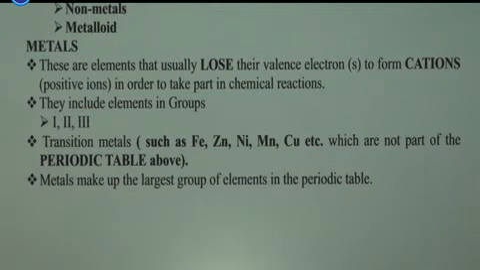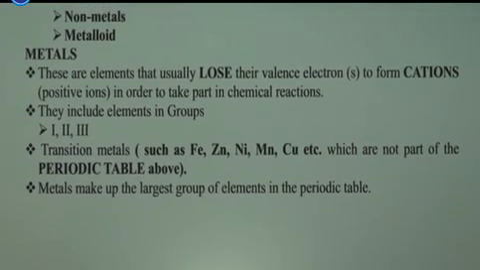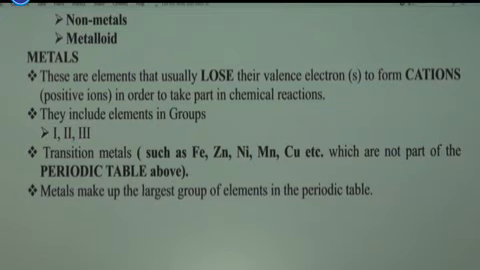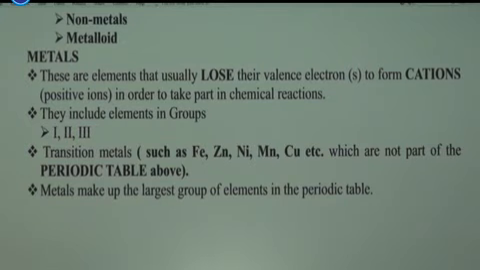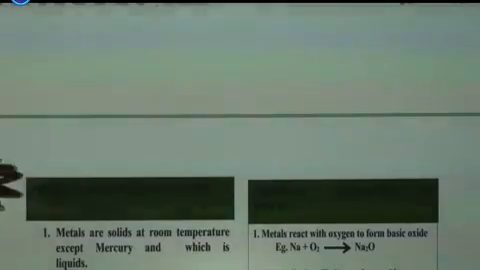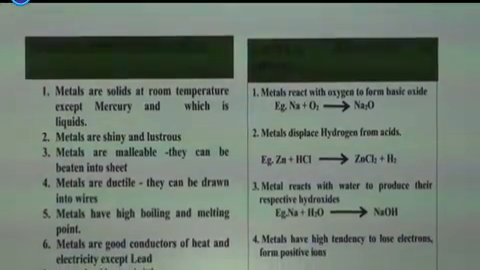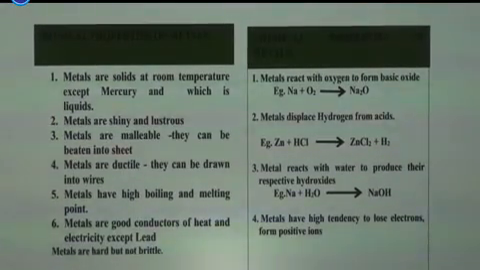And lastly, metals make up the largest group of elements in the periodic table. That's a fact. All right? When you take a look at the total number of all the elements in the periodic table, you realize that metals make up the largest group of elements. Like I told you, we have three categories of elements. However, amongst those three, metals are the ones making the largest group. All right? There's a table here that's going to take us through the physical and chemical properties of metals.